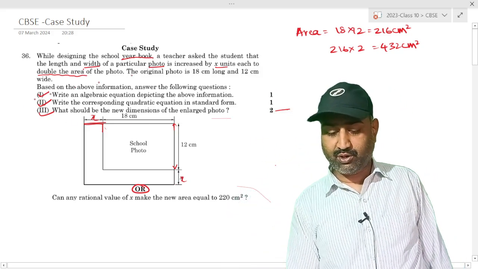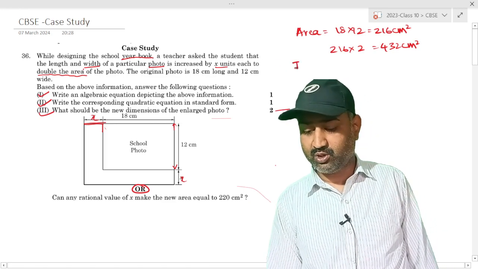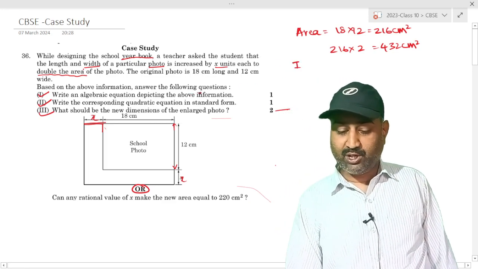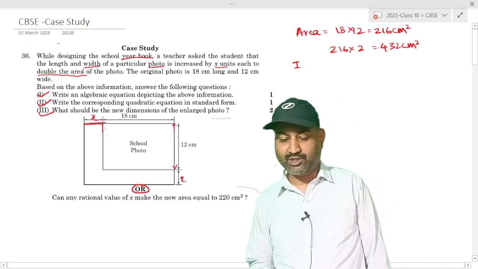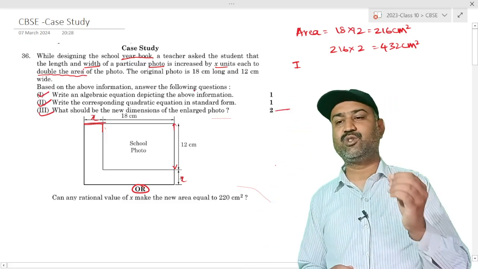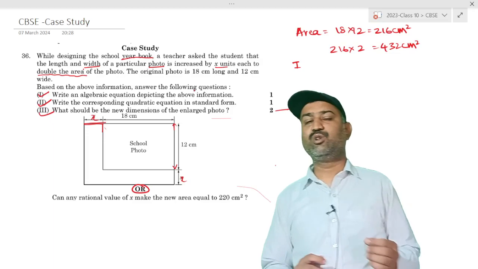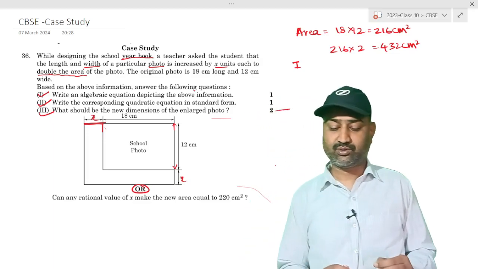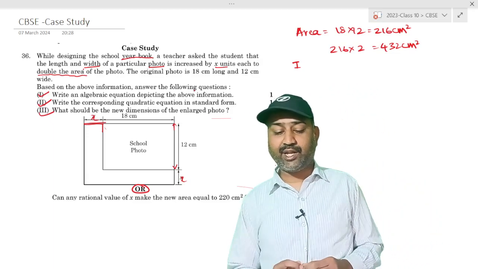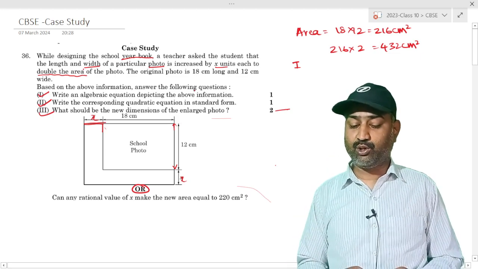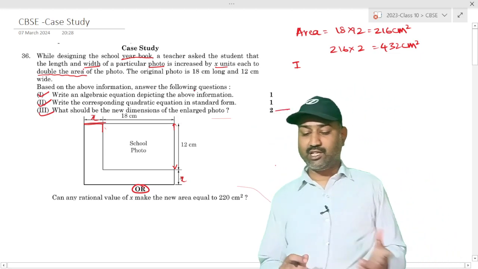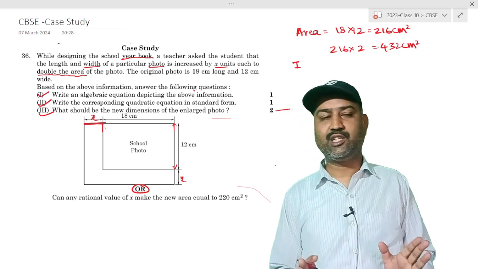Based on the above information, answer the following questions. It is usually a format of 1 mark and 2 marks questions, and there is usually a choice for the 2 marks question. First, write the algebraic equation depicting the above information. You have to write an algebraic equation here, not a quadratic equation, just an algebraic equation.